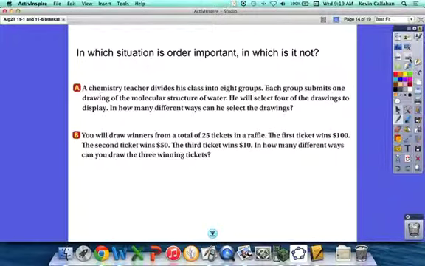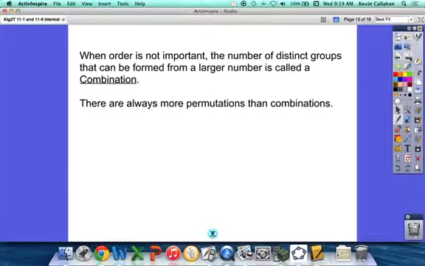When order does not matter, that's a combination. When order is not important, the number of distinct groups that can be formed is called a combination. There are always going to be fewer combinations than permutations. Because if I say, for example, how many different ways could I arrange 5 people, that's going to be 5 factorial. But that same 5 people, no matter what order they're in, it's still the same 5 people. So you would always have fewer groups than you would have orders of the things within the group.